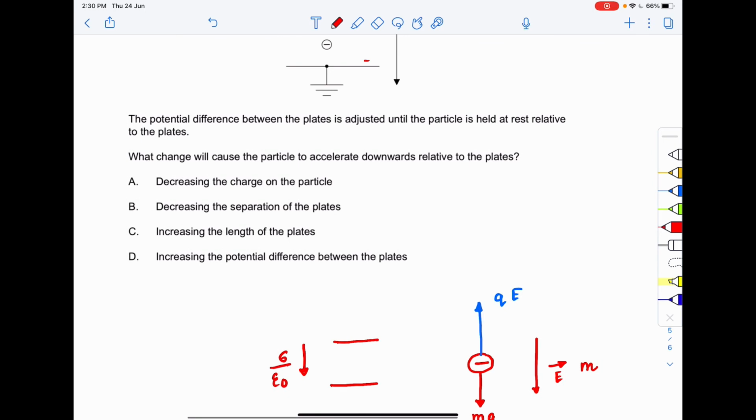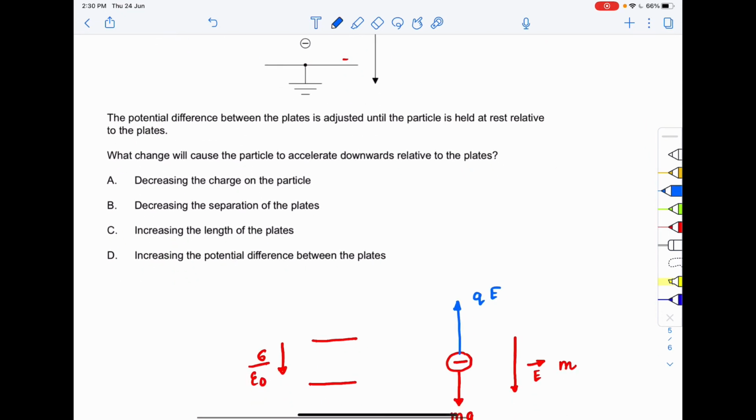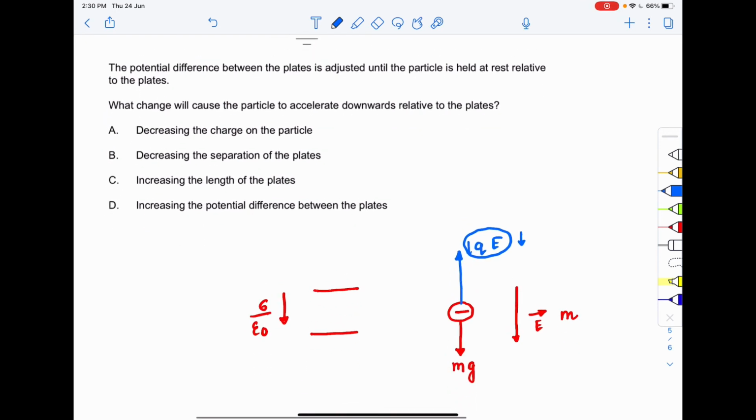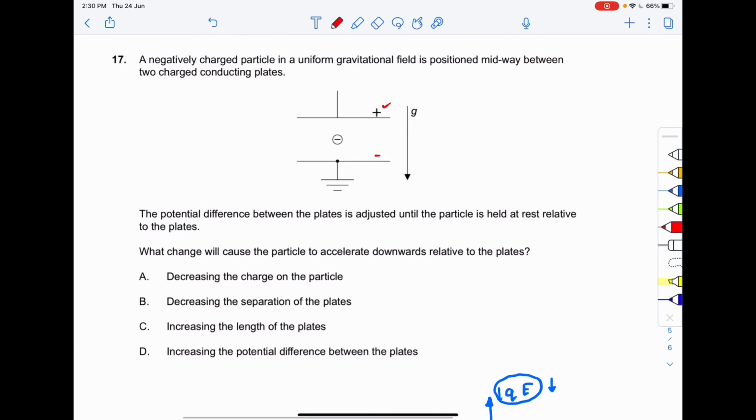Now what are they saying? What change will cause the particle to accelerate downwards relative to the plates? Option A: decreasing the charge of the particle. If I just decrease the charge of the particle, what will happen? The overall QE, that is the force acting upward, will be decreased, right? So if it decreases, this will not be able to balance out the mg, right? So that means it will accelerate downward. So the correct option to your question number 17 is option number A.